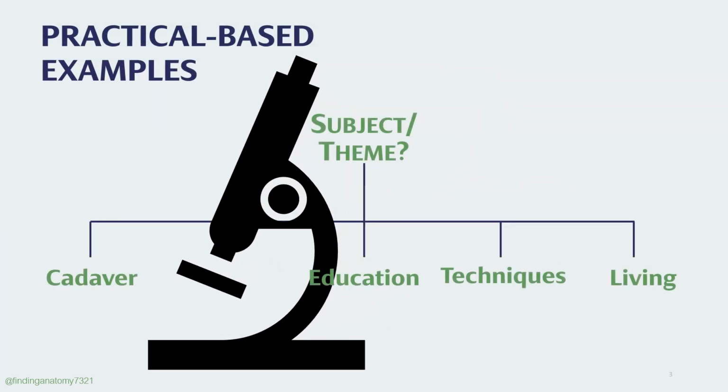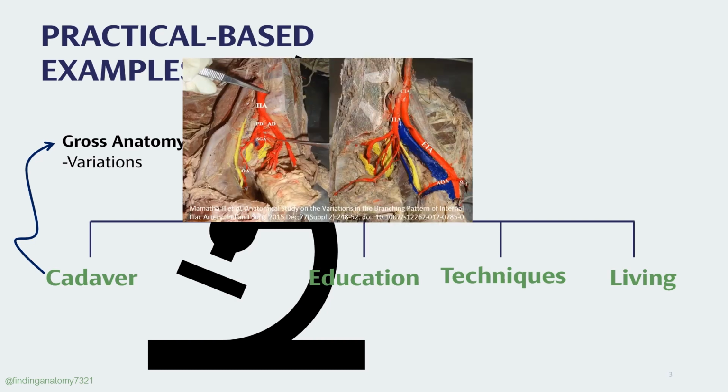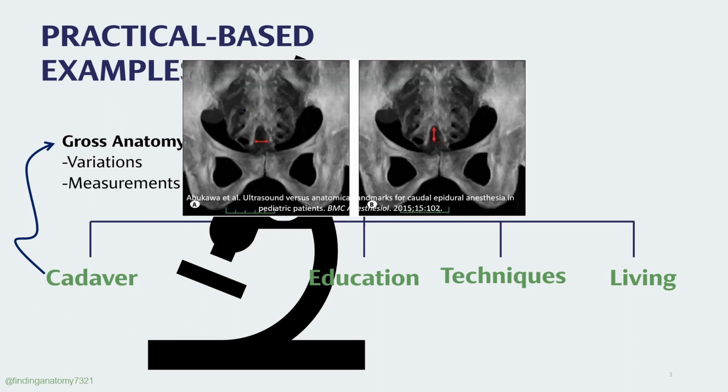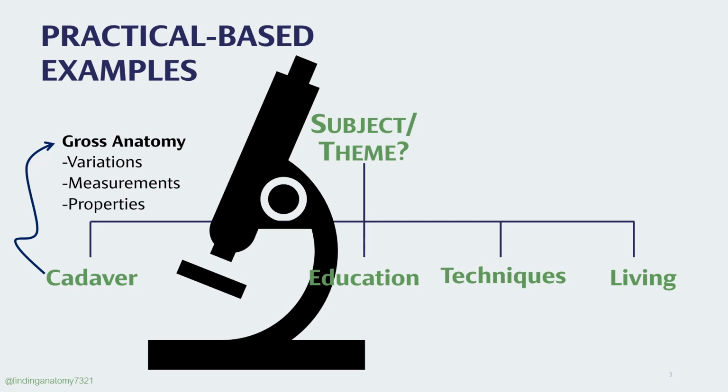Have a look at what could be done in practical projects. So suppose you decide to work with cadavers, you could be looking at gross anatomy, in which case you could be studying anatomical variations of arteries, nerves, or other anatomical structures. So for example, this study is looking at anatomical variations of the internal iliac artery. You could also be measuring dimensions and distances related to anatomical structures. For example, this study is looking at the dimensions of the sacral hiatus. You could, of course, also be measuring physical properties and other properties related to anatomical structures, and many times this is the case with biomechanical studies.